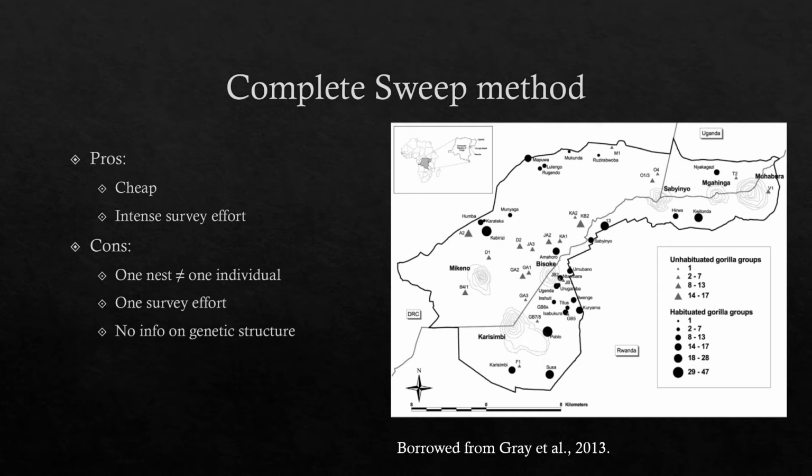Also, since there's only one survey effort, some gorillas could go undetected and you have no measure of precision or variability for your population size. Also, this method doesn't provide any information on the genetic structure of the populations or the social dynamics of the groups. Now, this figure on the right here is just an example of the data that you would get from a complete sweep method census.